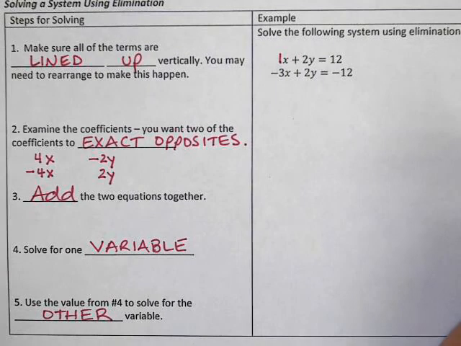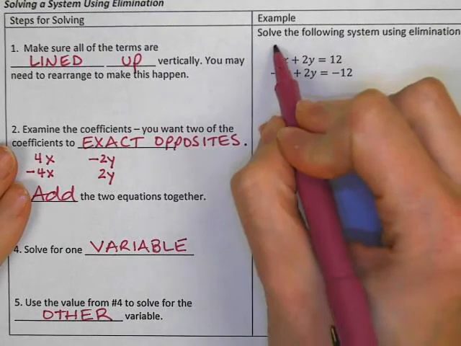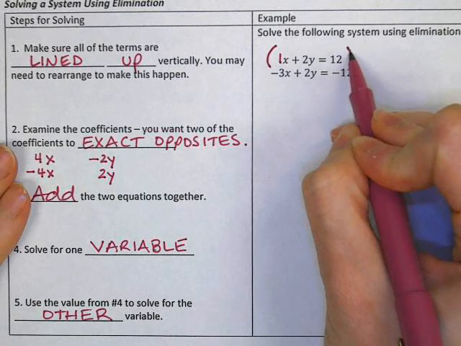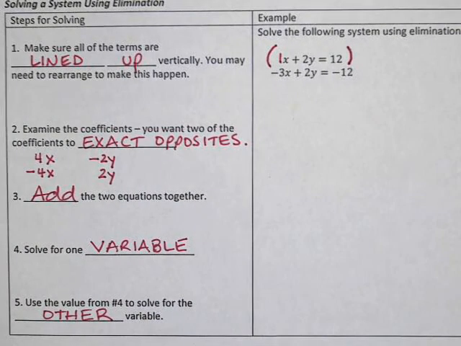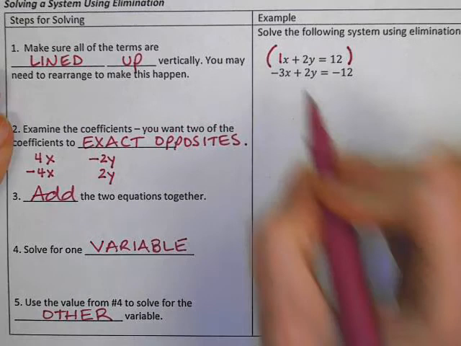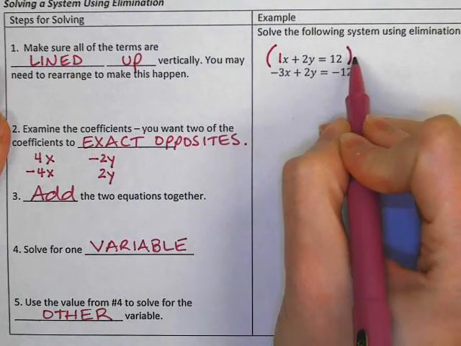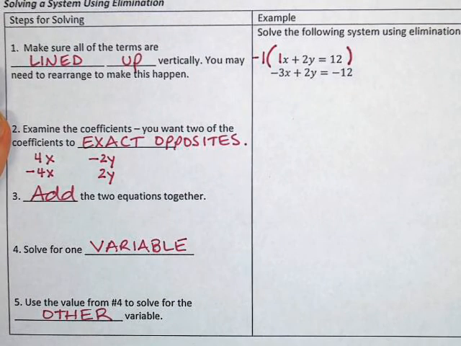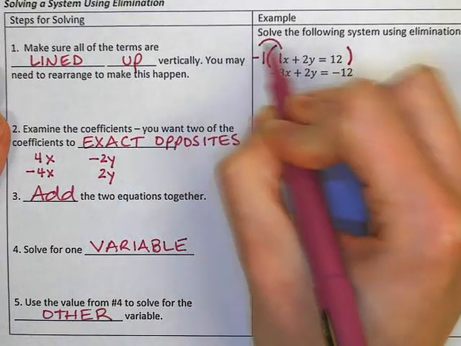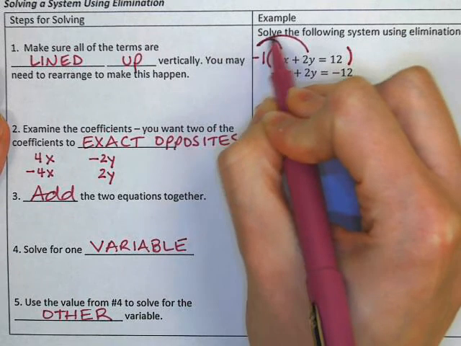Okay, so if they're not, you need to draw a parenthesis in and multiply either one or two of the equations by something to make them be exact opposites. So some of you might be thinking, what if we multiplied the top equation by negative 1? Let's see what would happen. So we're going to distribute the negative 1 to all three pieces here.